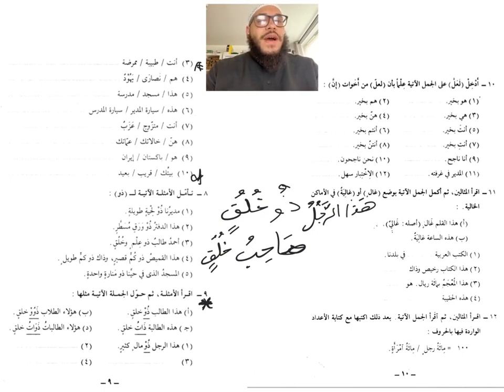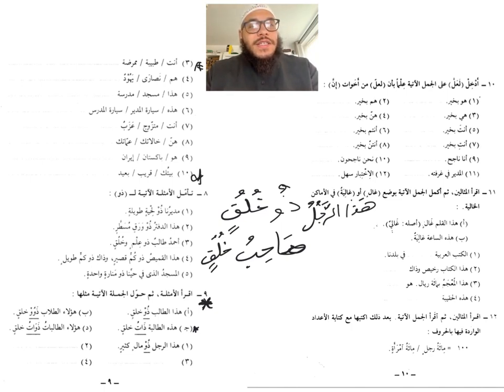هذا الرجل ذو مال كثير, and make it plural. Okay, هذا الطالب ذو خلق, هؤلاء طلاب ذو خلق. So the plural of ذو is ذو, and ذات is the feminine. Okay, هذه right here, هذه الطالبة ذات خلق. So it changes for gender. هؤلاء الطالبات ذوات. Okay, so just apply this.